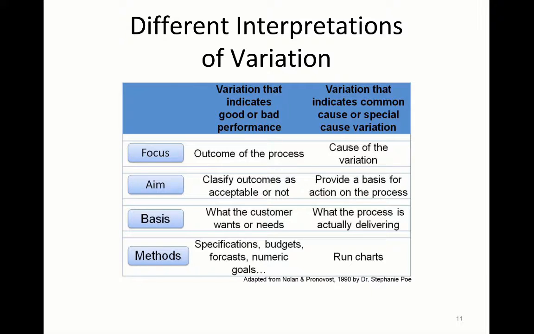The basis of the variation analysis is what the customer needs, and it uses a variety of methods to achieve this evaluation. On the other hand, the use of variation to understand the causes of change in a system provides a basis to take action on a process. It is not based on customer needs, but on what the process is actually delivering. It uses run charts as the main method to ascertain variation.